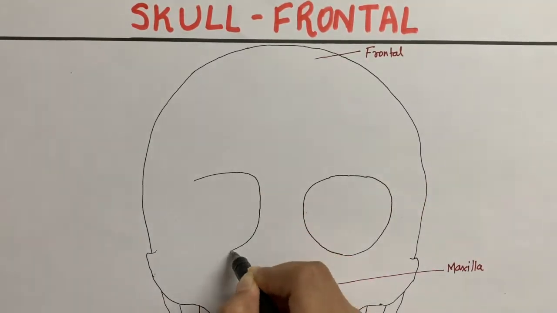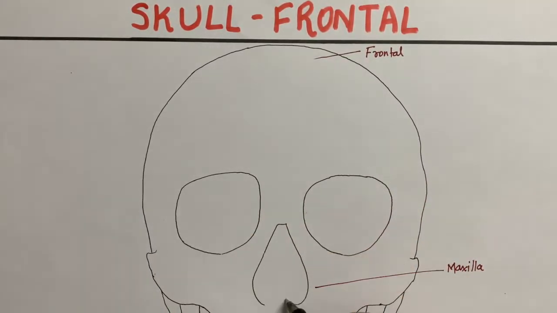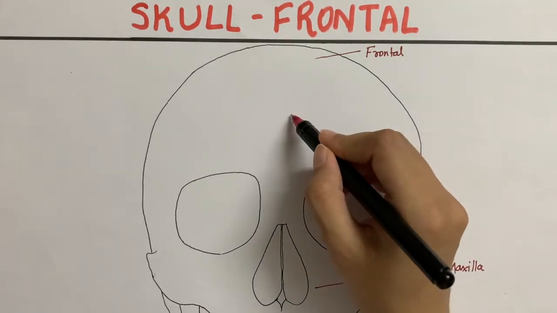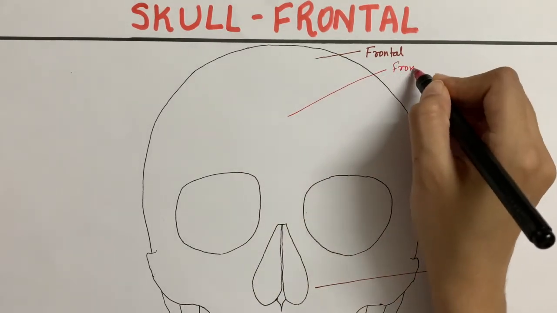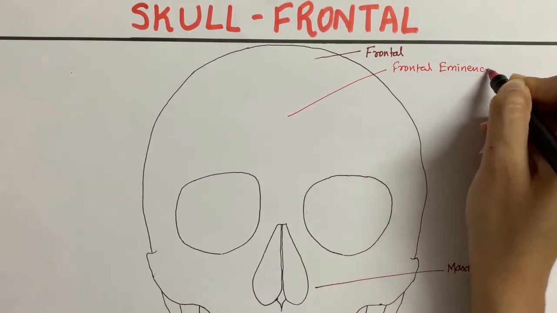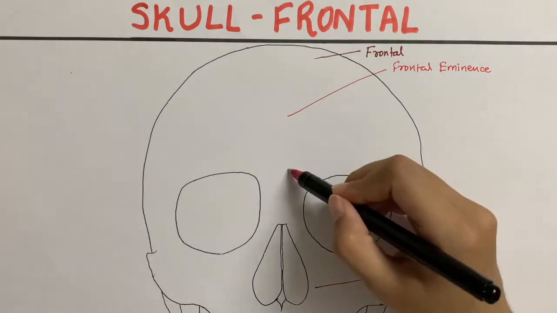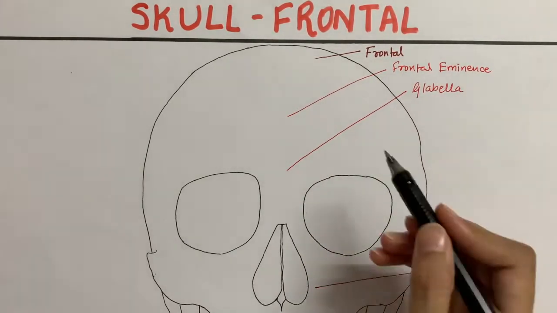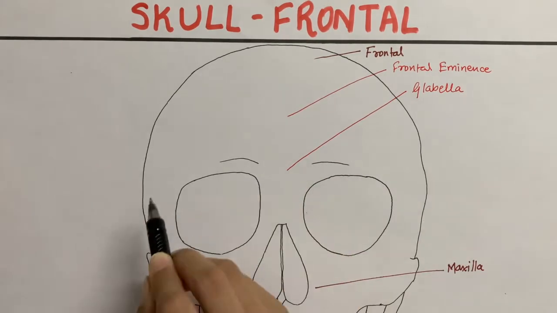The first one that I'll be talking about is the frontal bone. It's at the very top, or superiorly placed, and it makes up the forehead. The eminent part on the frontal bone is known as the frontal eminence. Next is the glabella. Glabella is basically the part that is between the two eyebrows. Right in the middle of the two eyebrows, that bone is known as the glabella.